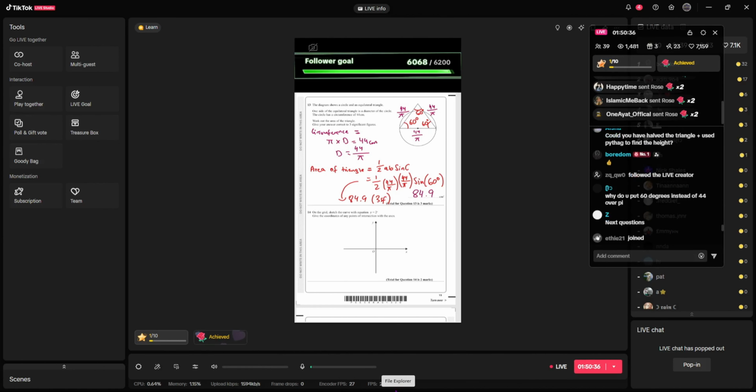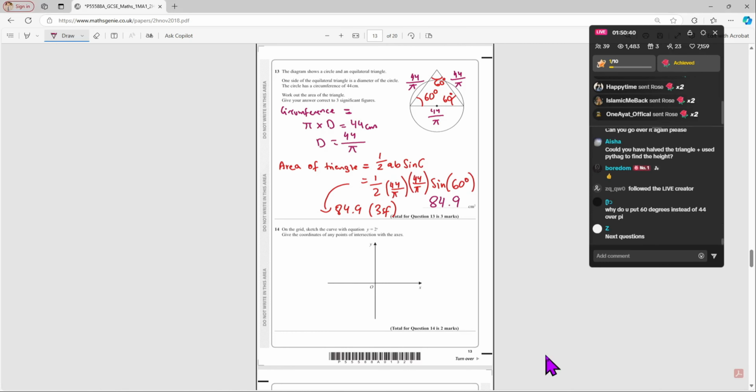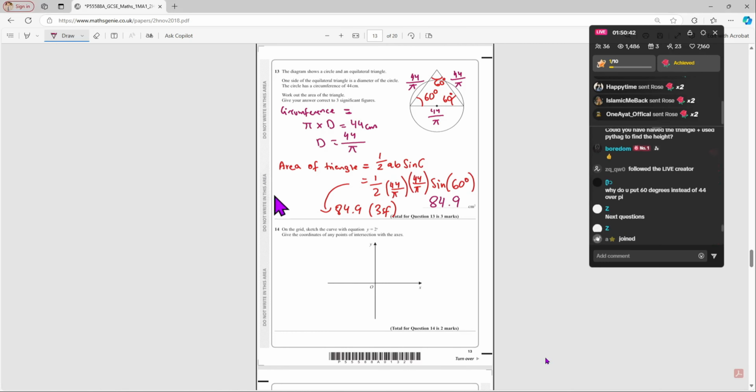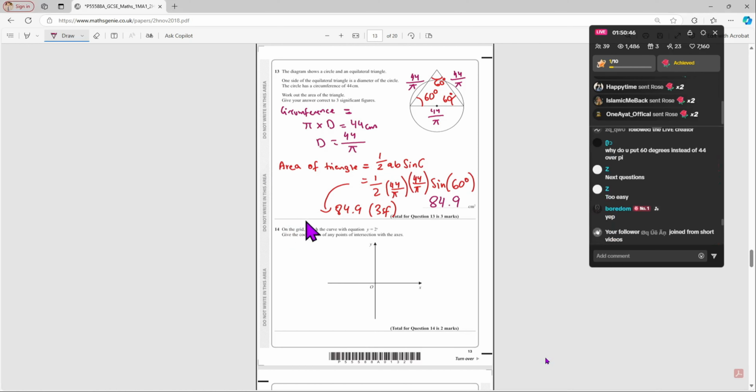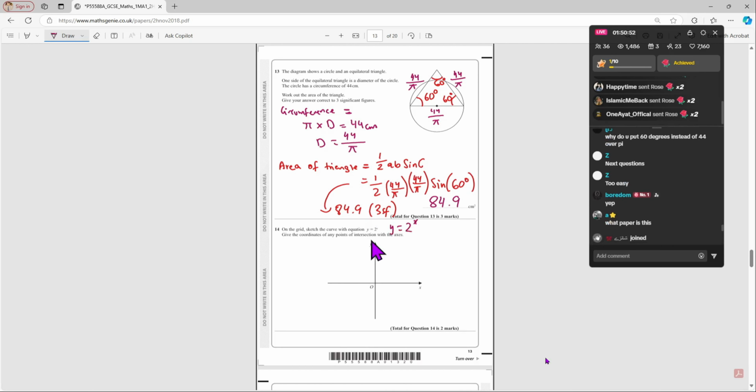Are you ready to move on to our next question? So on the grid, sketch the curve with the equation y is equal to 2 to the power of x. I'm going to write that again. It's going to be y is equal to 2 to the power of x. Give the coordinates of any point of intersection with the axes.